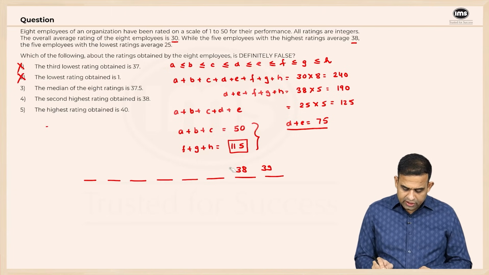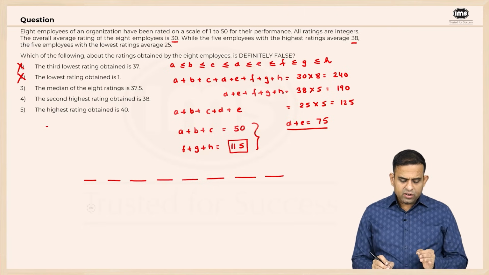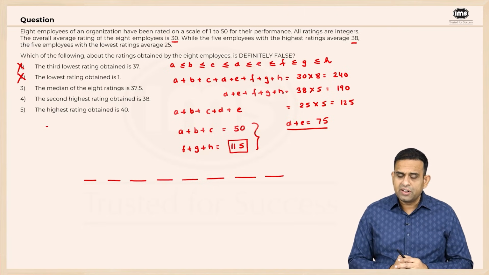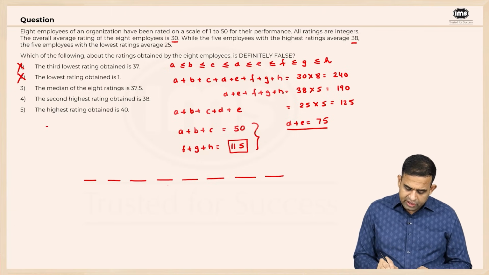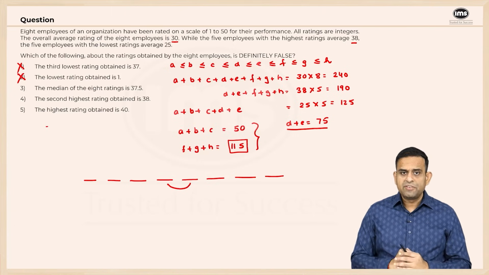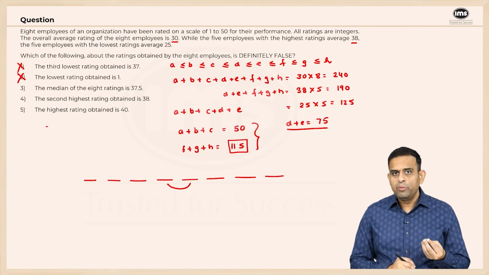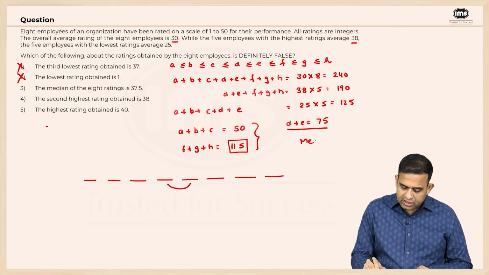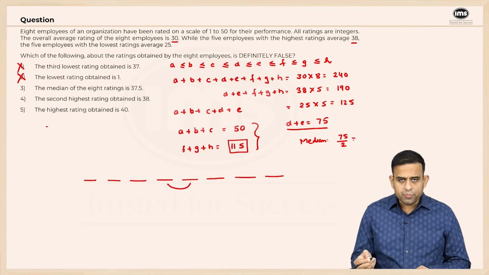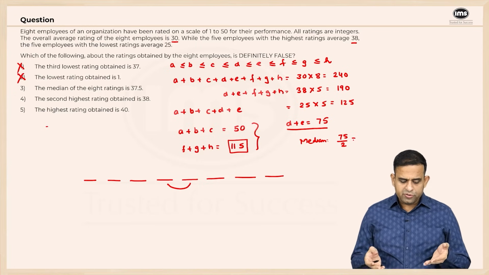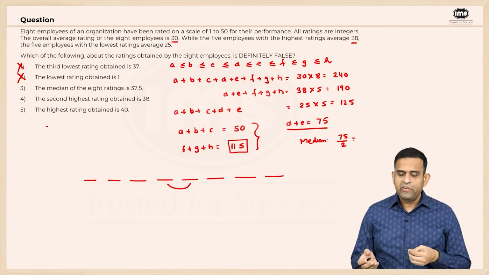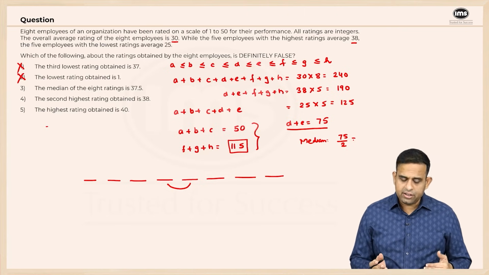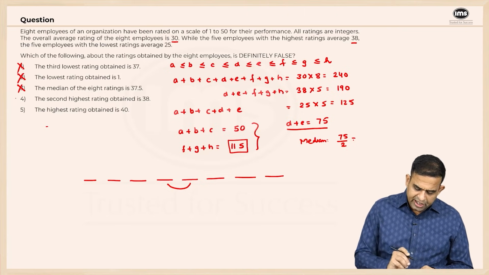If I look at the next one, they are saying that the median of the 8 ratings happens to be 37.5. Understand that the median, in case we have an even number of terms, basically means the average of the middle two. That is 37.5, which is definitely going to be true because ultimately D plus E is 75 and the required median is 75 by 2. This is always true. And this is going to be possible because the number 1 scenario also leads to those numbers as 37 and 38. Possible. Hence not the answer.